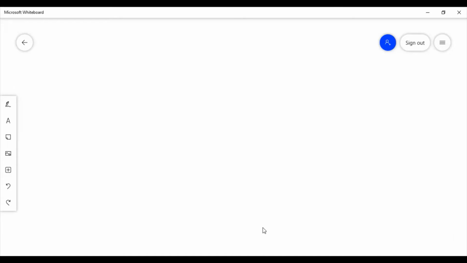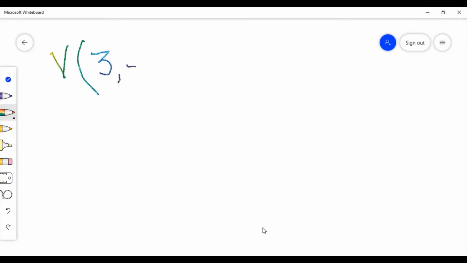So, vertex of the parabola. Vertex means, let me just write it now. If V is the vertex of the parabola, that is (3, -3), if this is the vertex of the parabola, we will have to find the equation.